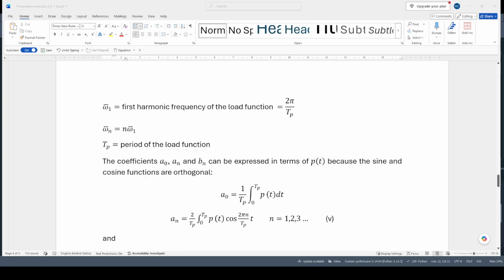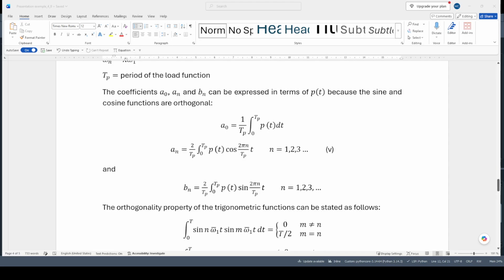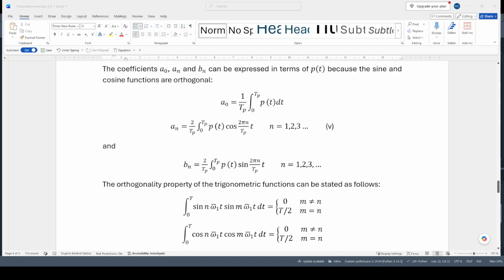The coefficients a0, an and bn we can express in terms of P(t) because the sine and cosine functions are orthogonal. So a0 is equal to 1 divided by Tp times the integral from 0 to Tp of P(t). an is 2 divided by Tp times the integral from 0 to Tp of the force P(t) times cosine of 2πn divided by Tp times t dt, where n is an integer value 1, 2, 3, and so on. The same for bn.